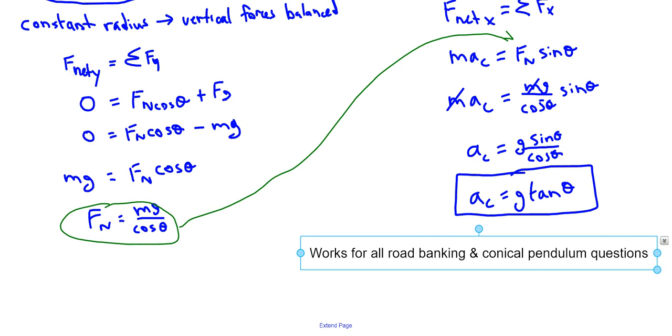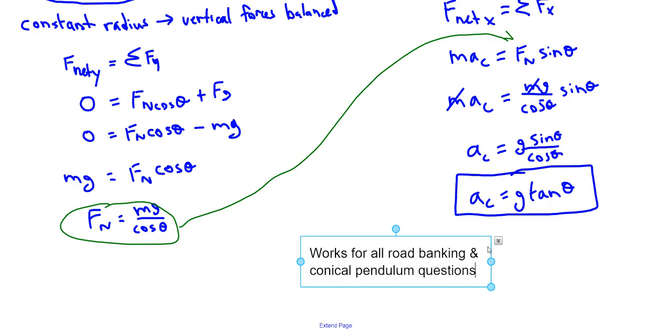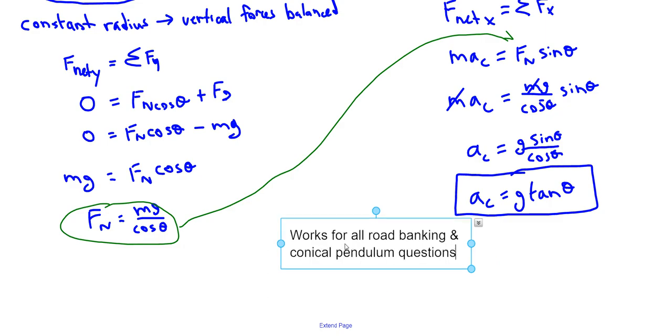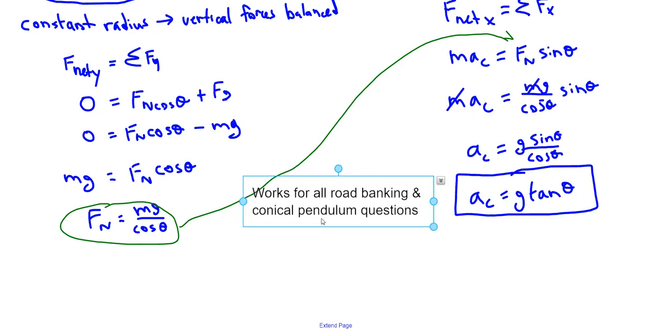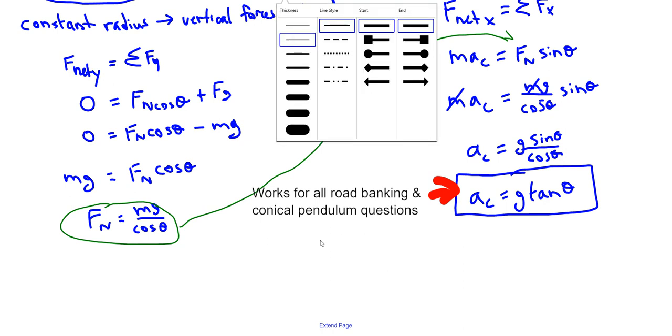That's when you have a pendulum that's moving in a cone shape, which pendulums do. It comes up more often than you think. So I'm just going to park that here. And let's go back to my pen and I'll draw a little arrow over to remind us of this. So that's going to be good for all road banking questions, right? Anytime we get a road banking question, we can pull this formula out, and that's going to save us a lot of time. We don't have to rederive that every time.